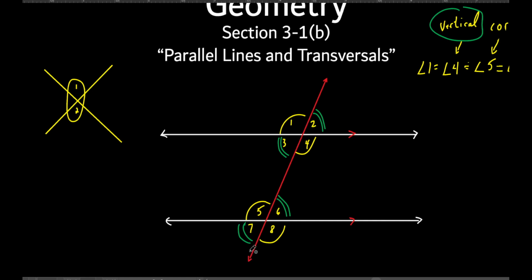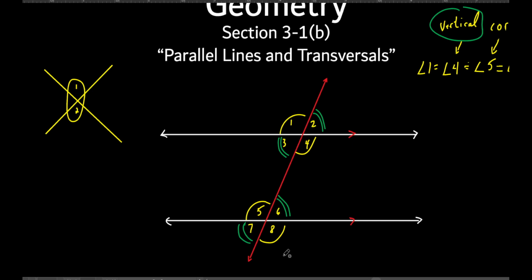2 and 7 are equal to each other because they're alternate exterior angles, okay? Check this out. What about 3 and 6? They both have 2 arcs, so they must be equal to each other. They're alternate interior angles. Very good. Now you're catching on. Okay, what about 4 and 5? They're equal to each other because they are alternate interior angles.